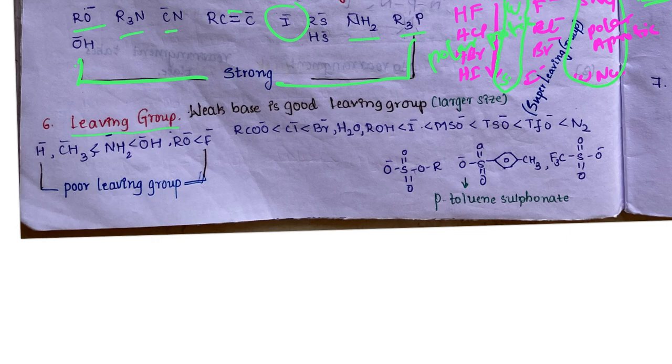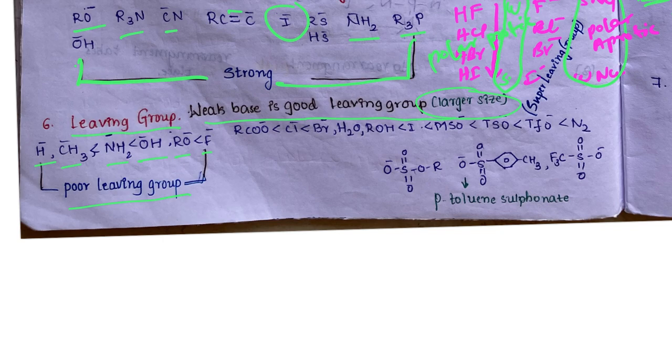Next, leaving group. Which type is required? One that easily leaves from the substrate. How do we know which leaves easily? A weak base is a good leaving group, and a larger size also helps, sometimes, for easy understanding. The poor ones are H minus, CH3 minus, NH2 minus, OH minus, RO minus, F minus. These are poor leaving groups.